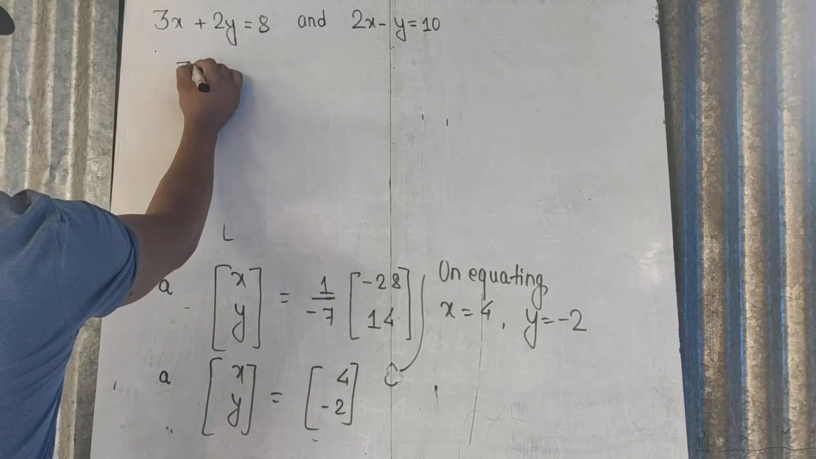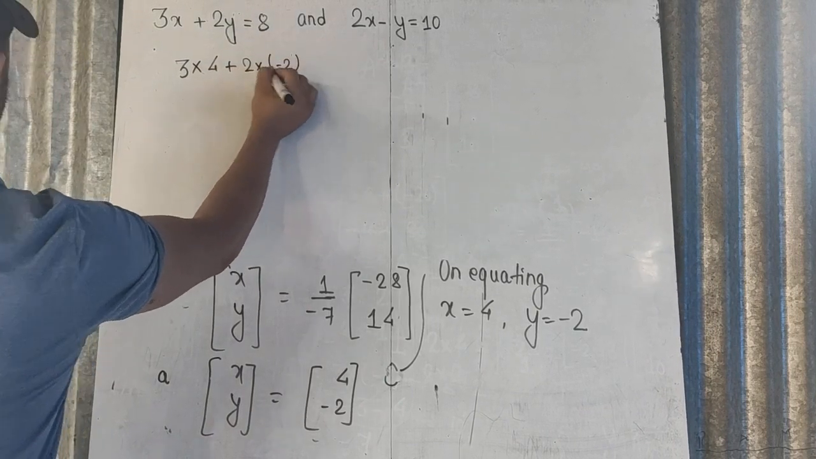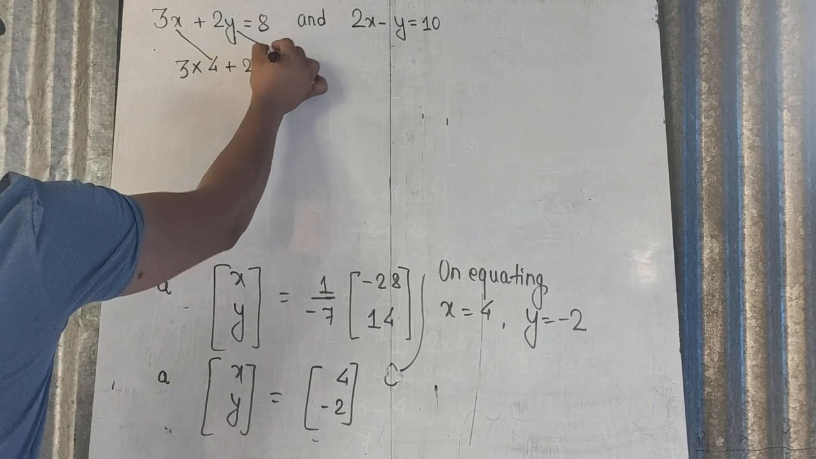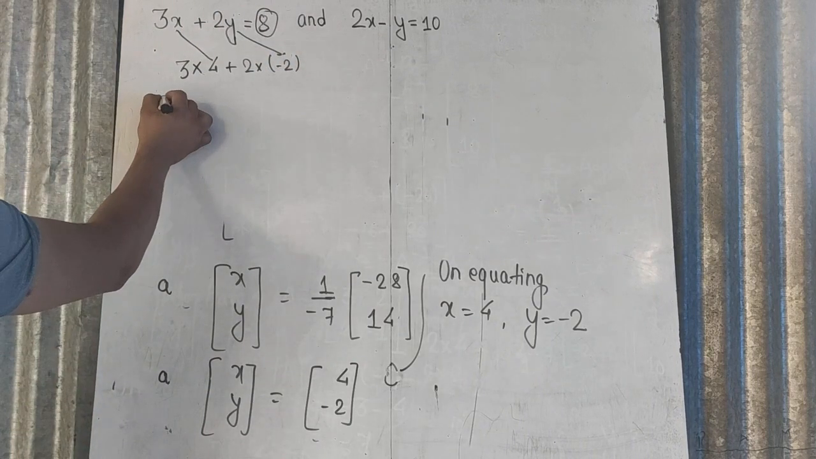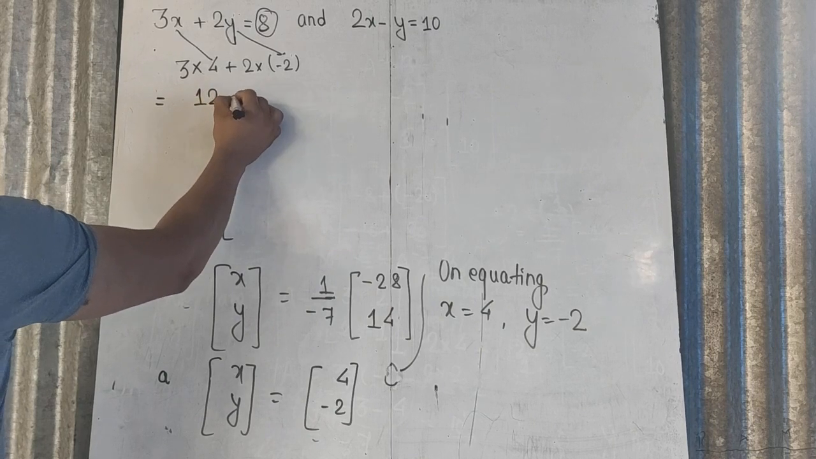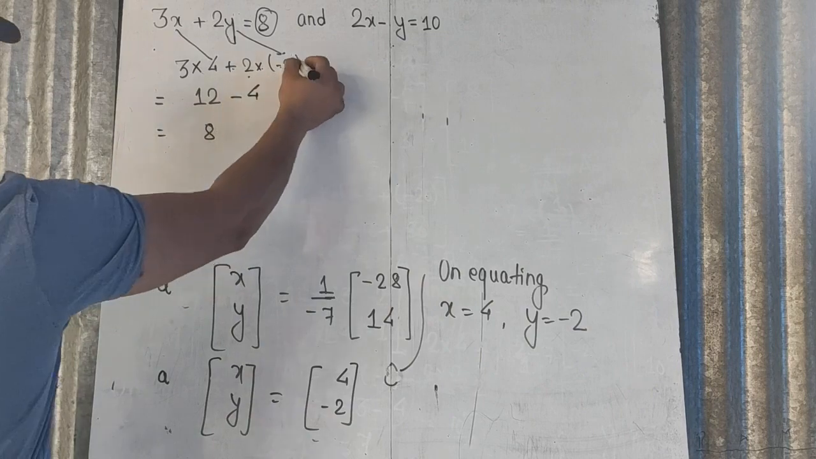So let's put x equals 4 and y equals minus 2. Now when you solve it, we have to obtain this 8, and then only we will be sure that our answer is correct. 12 plus, into minus is minus, 2 into 2 is 4, 12 minus 4 is 8.